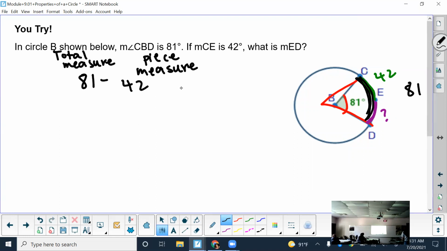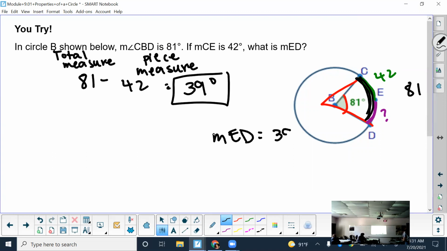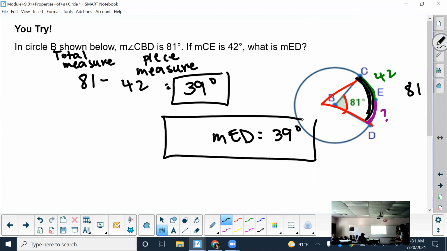So I'm just taking the total, subtracting the piece, 81 minus 42 is 39. So the measure of ED equals 39 degrees. Does that make sense?